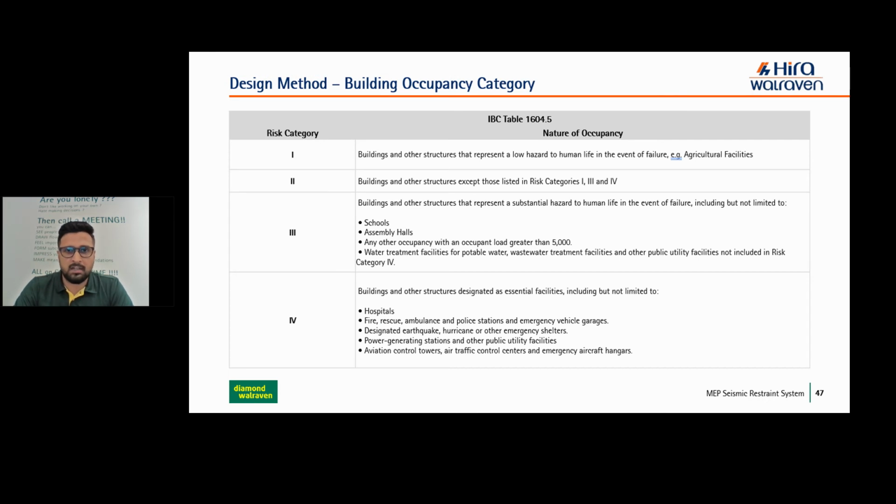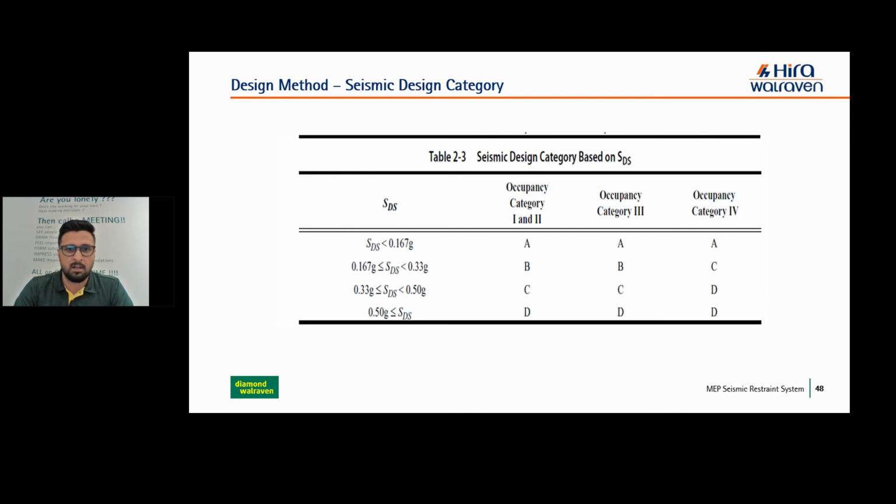Then we have occupancy category. It is repeating again. These are the same occupancy categories as I showed you in my earlier slides at the start of this presentation, and it is categorized by 1, 3, and 4. We have low risk buildings in 1 and 2, like schools, assembly halls, and other buildings having an occupant load, or the number of residents, of more than 5,000, which comes under category 3.